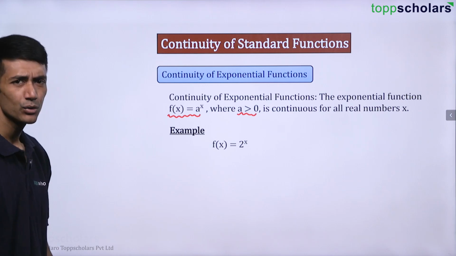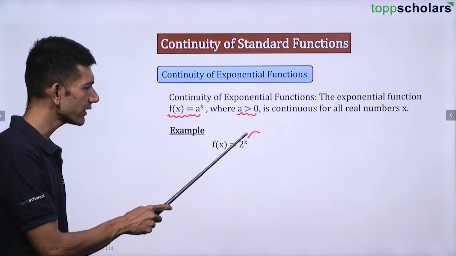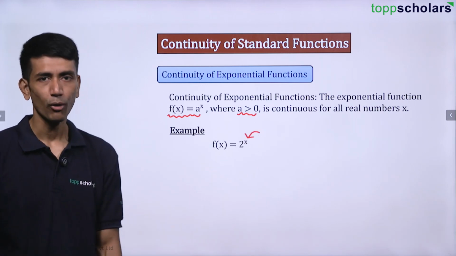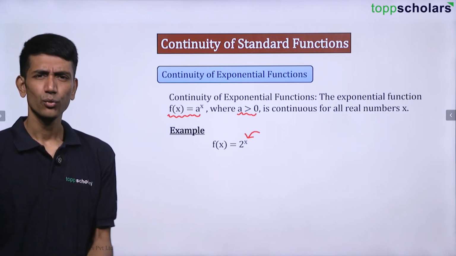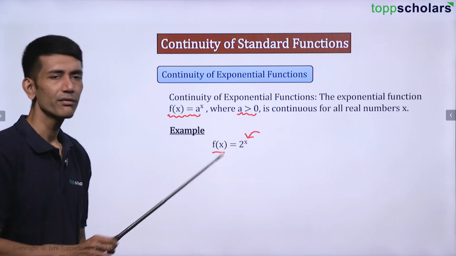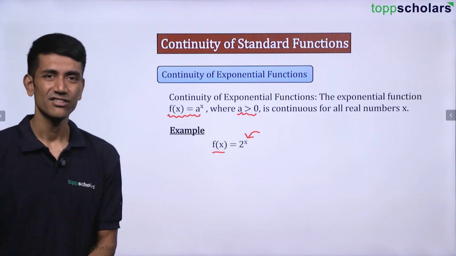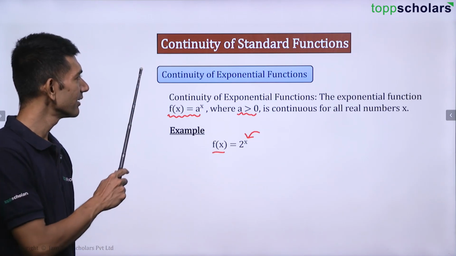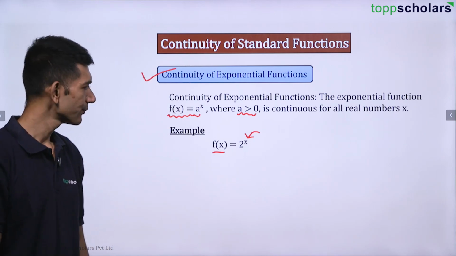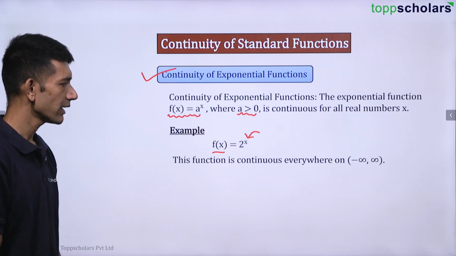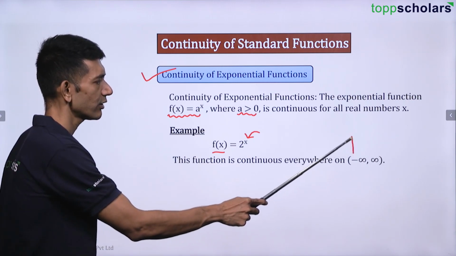So we have an example, 2 raised to x. You put any value of x, there is no problem. You can put a negative value, you can put a positive value, you can put a square root. You will get some value of f(x). f(x) will exist. That means exponential functions are always continuous. Clear? Okay. So it is continuous everywhere, that is, on the set of real numbers.